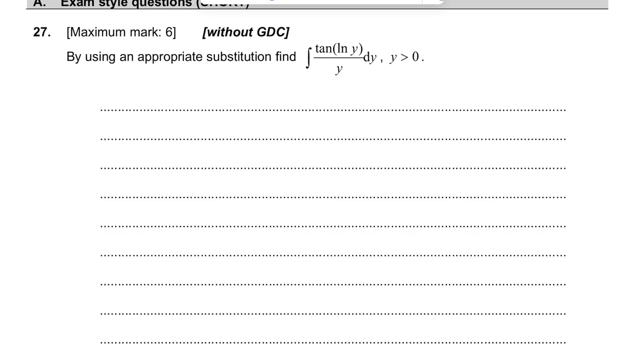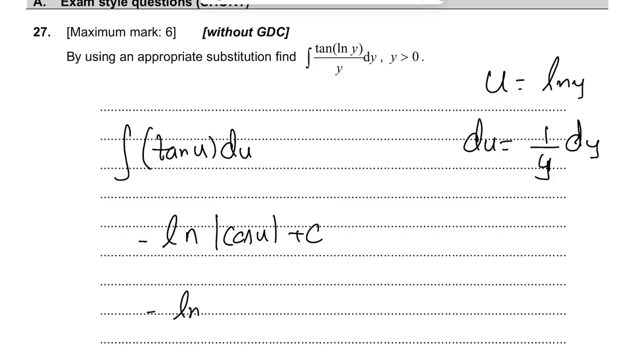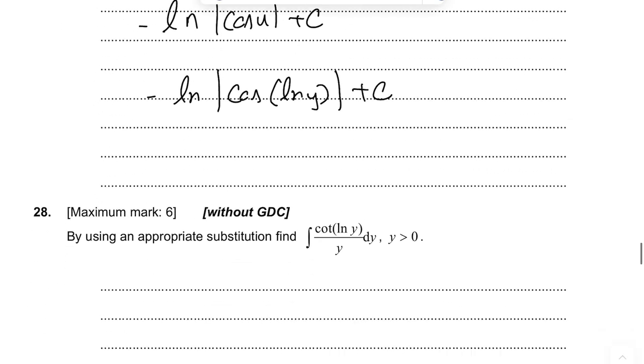Now, what is the appropriate substitution? Let u equal ln y. So du equals 1 upon y dy. So what does it become? The integral of tan u du. The integral of tan u is nothing but minus log cos u plus c. So minus ln cos of ln y plus c. This is going to be the answer.